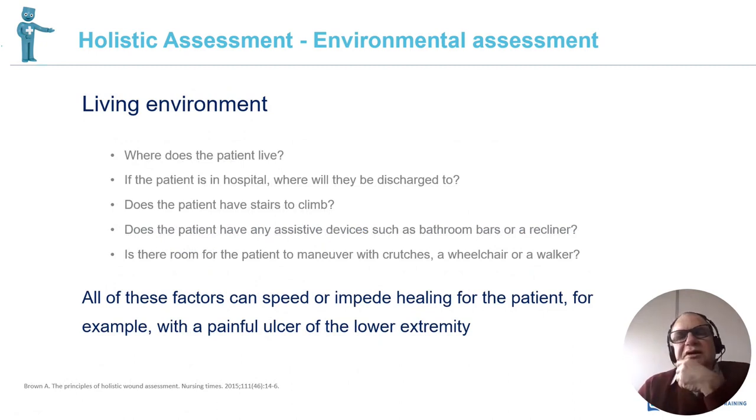Also looking at the environment, where do the patients live? I can give you an example of a patient we had quite a few years ago, where we had this patient who had a bilateral amputation because of irreversible ischemia. He was still, even after a bilateral amputation, quite a happy chappy. We discharged him, we saw him about a month later, and he was one of the most miserable people that I've seen.